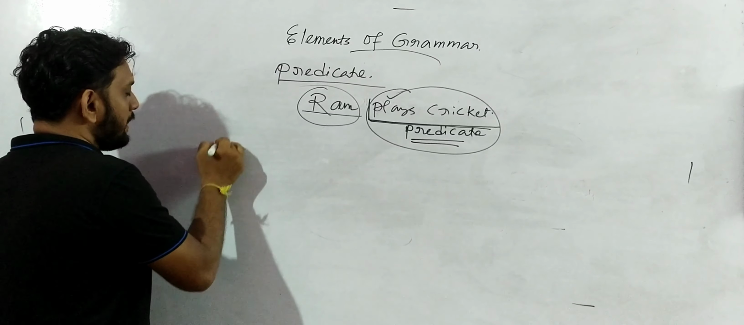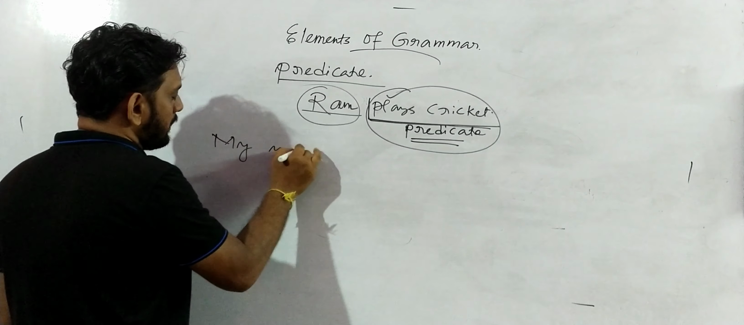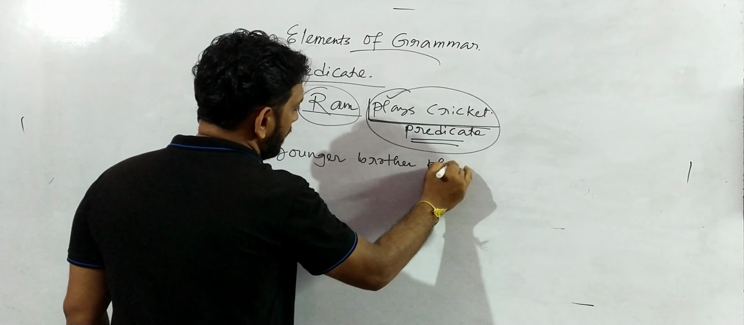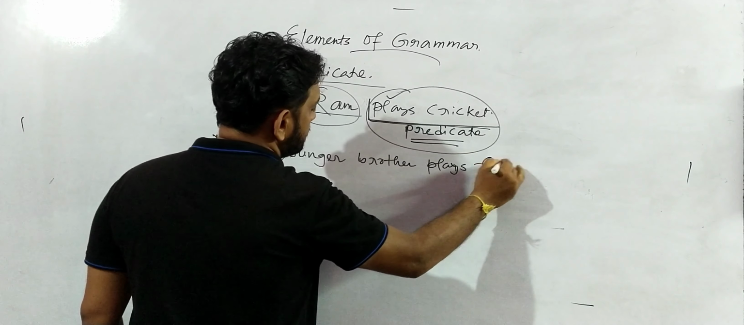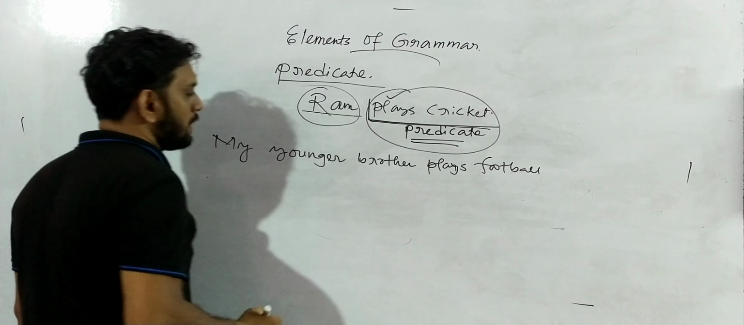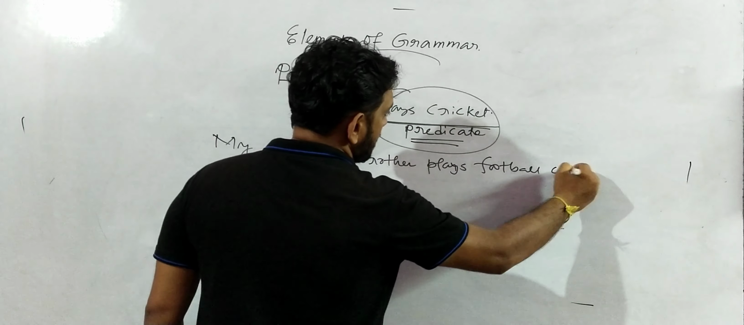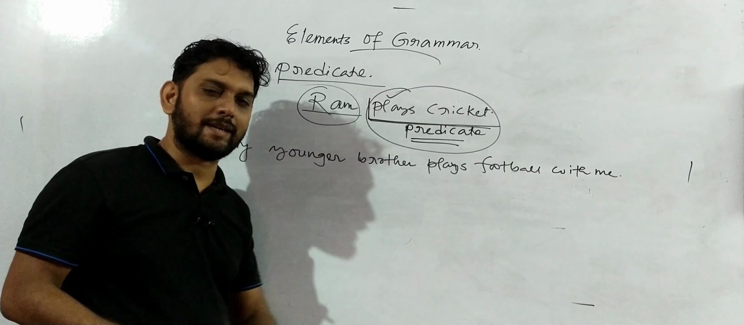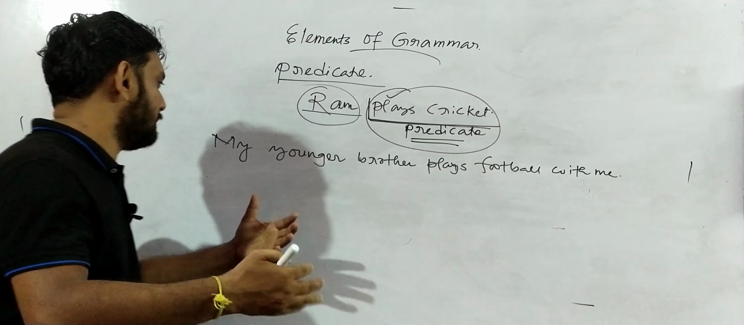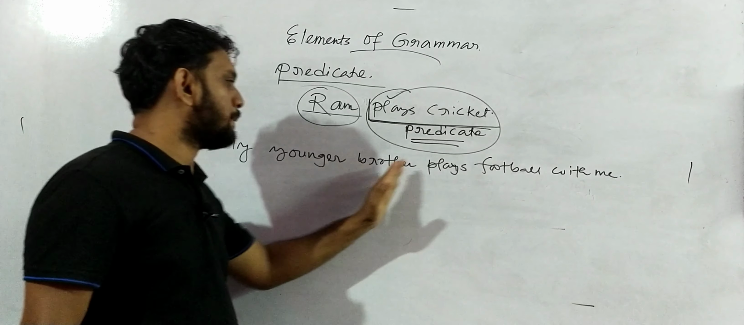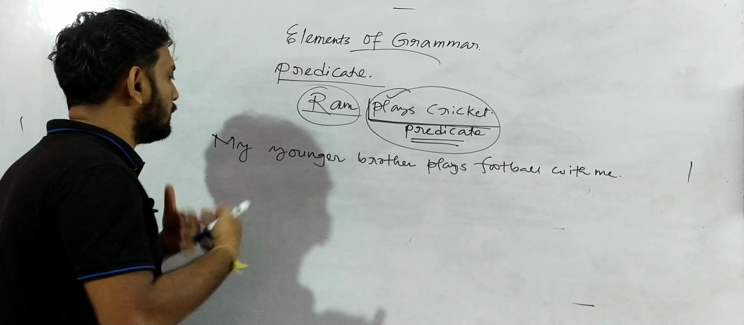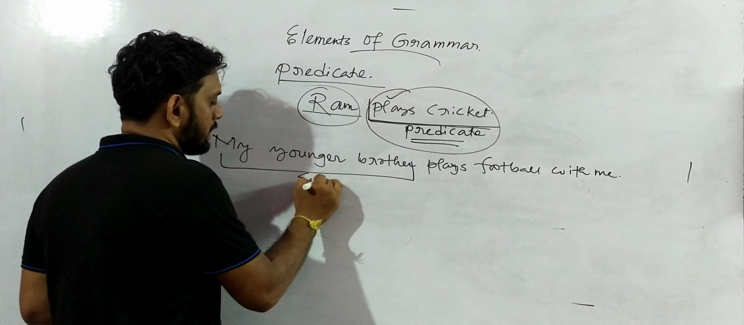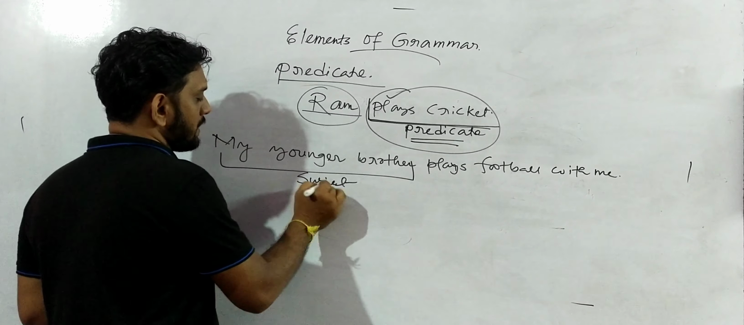And the second example I have written: my younger brother plays football. My younger brother plays football with me. If I extend this line, I can extend it as much as I want, very easily. Now see, my younger brother plays football with me. What would be the subject of this sentence? From "my" to "brother", it is called the subject.